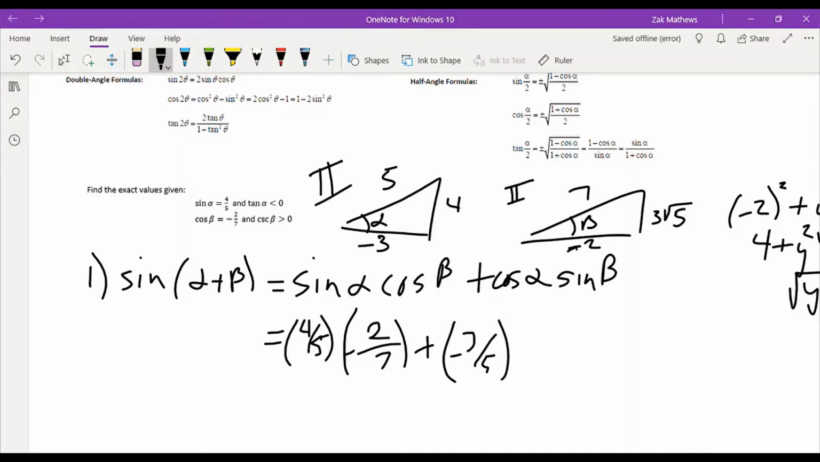Then the sine will be pretty easy now that we have our picture drawn out. The opposite would be the 3 root 5, and the hypotenuse is the 7.